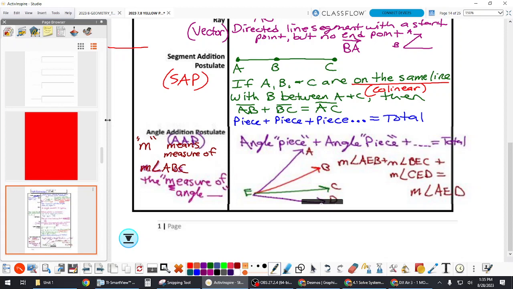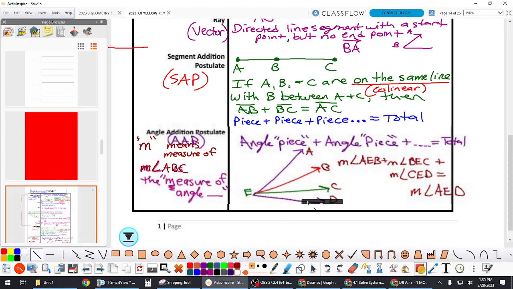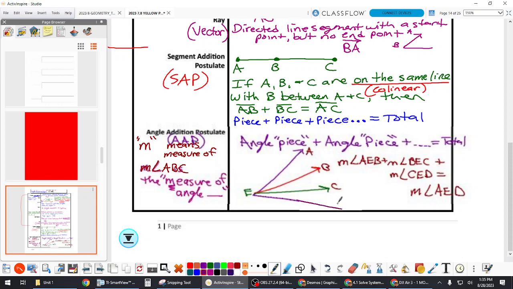Guys, this is the same version, like I said, on Thursday. It's just piece plus piece plus piece equals total, but for angles this time. So a little picture. Instead of a line segment like we had before, this is just some angle, and we have three different angles making up that angle. Do remember your angle notation. The little m means measure of the angle. If you keep in mind that we like to shorten stuff, most of it makes sense.